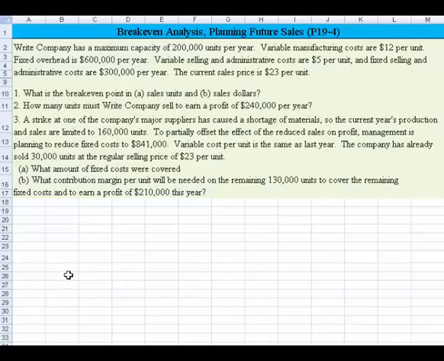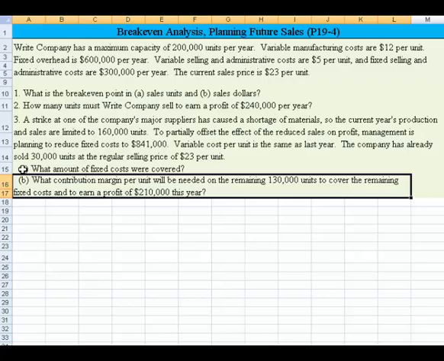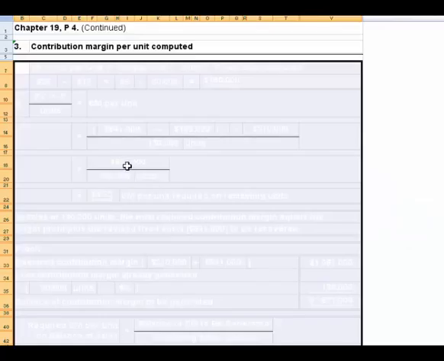Now number 3 says, a strike at one of the company's major suppliers has caused a shortage of materials, so the current year's production and sales are limited to 160,000 units. To partially offset the effect of the reduced sales on profits, management is planning to reduce fixed cost to $841,000. Variable cost will remain the same, and the company has already sold 30,000 units at its regular price of $23 per unit. So the question asks, what amount of fixed cost was covered? Let's give that a try.